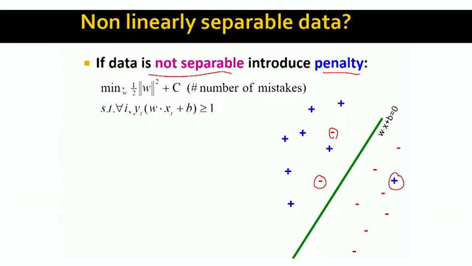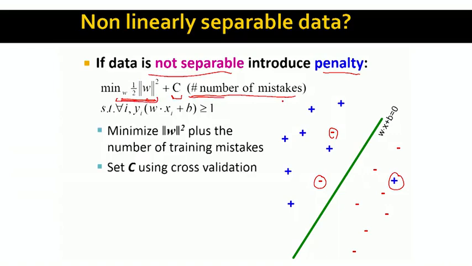So the idea will be the following. What we want to do now is we still want to maximize the margin. This is the first part of our objective function. But we also want to have some parameter, we will call this parameter C, times the number of mistakes. So what we are saying right now is we want to find W that has a good margin while also making a small number of mistakes.